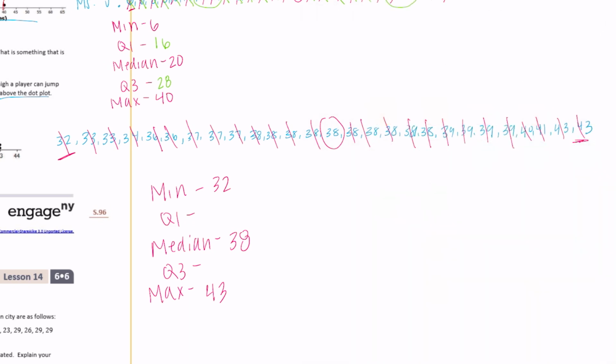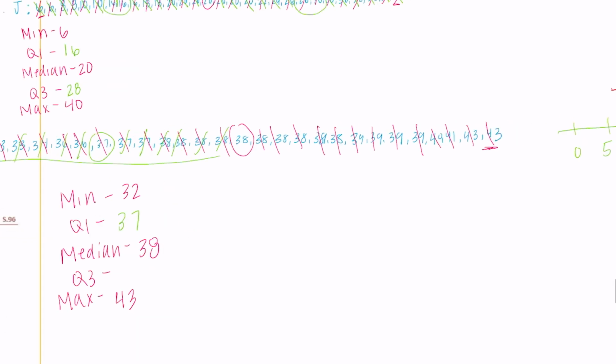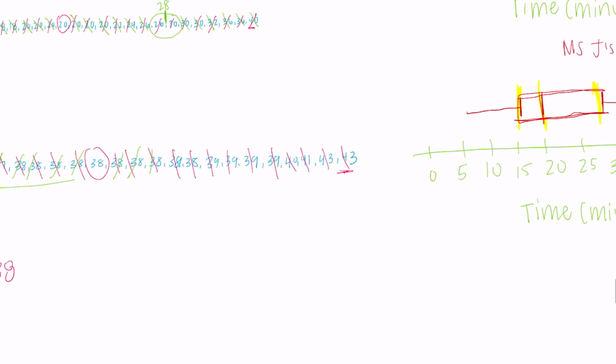So now let's find quartile 1. So let's find the median of the lower half. It is 37, and quartile 3 is 39.